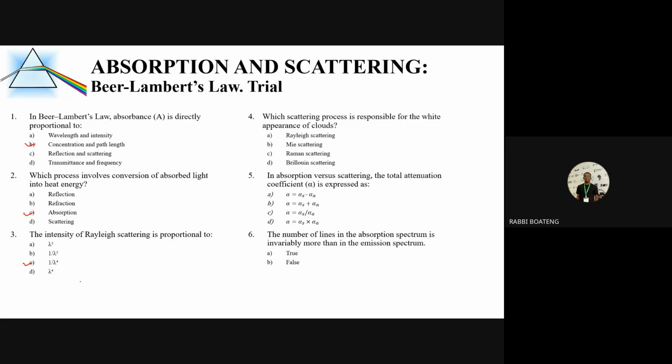But later on in the slides, I'll show this very well. Then which process is responsible for the appearance of clouds? It's supposed to be B, the Mie scattering. Then there's another one here. In absorption versus scattering, the total attenuation coefficient is expressed as B, the scattering plus the absorption, the coefficient of scattering and coefficient of absorption. The number of lines in absorption spectrum is invariably more than in the emission spectrum. This one's supposed to be false. I'll explain this one later.